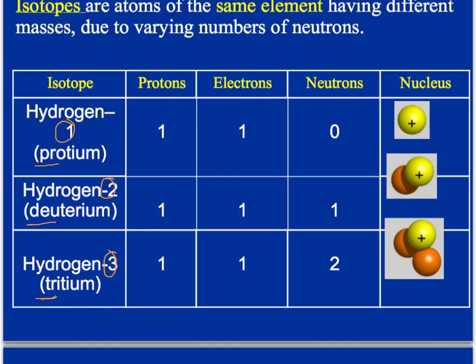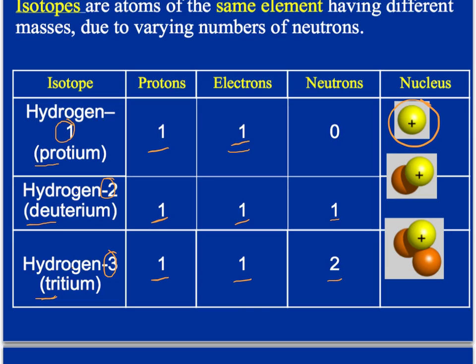So when we look at the chart, notice that they all have the same number of protons. And this is important because they all are the same type of element. They do have the same number of electrons, which is good. But now notice each one has a different number of neutrons. So if we were to look at the nucleus of a hydrogen-1 or a protium atom, what we would see is there's just one positively charged particle there. One proton. You might be asking, what's up with the electrons here? Well, remember the electrons live in the electron cloud outside of the nucleus. And then, of course, since there's no neutrons, there's no other subatomic particle there.